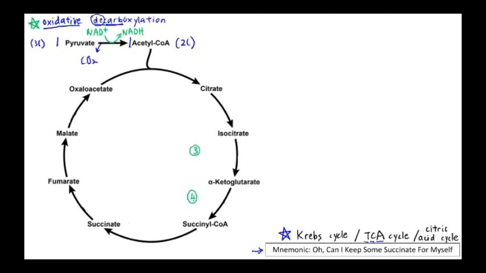When we learn the 8 steps in the Krebs cycle, we must first start with remembering all the products involved, and this mnemonic can help you to remember all the compounds involved. We start with O. Can I keep some succinate for myself?